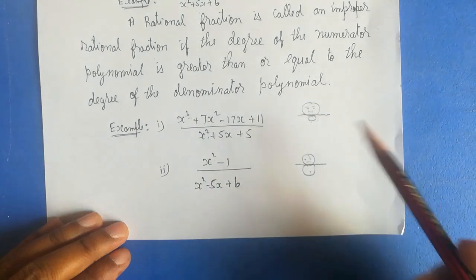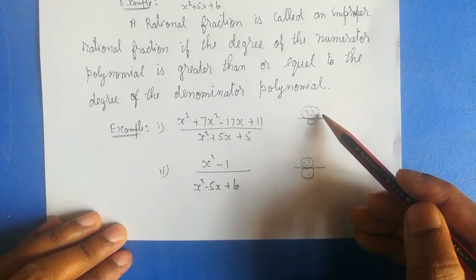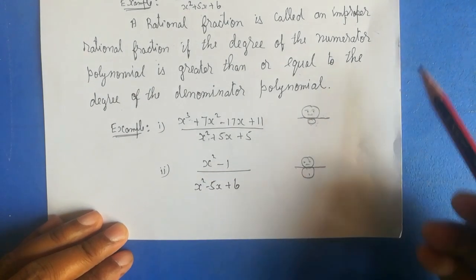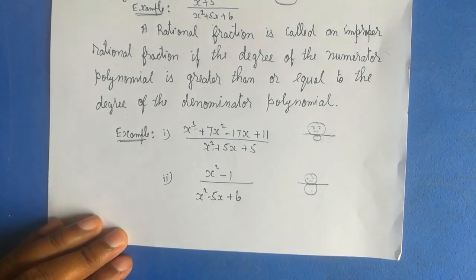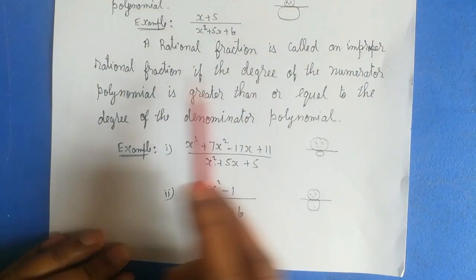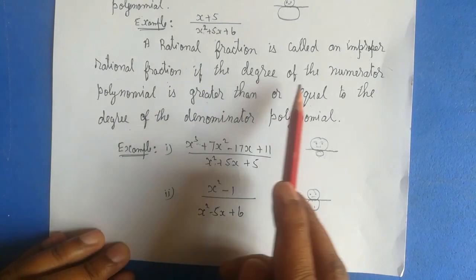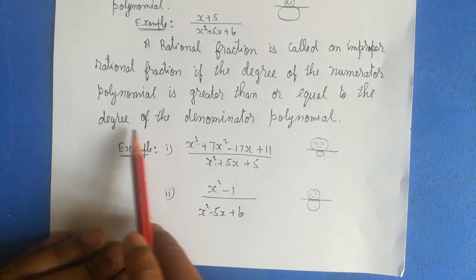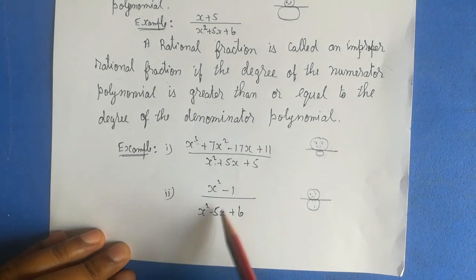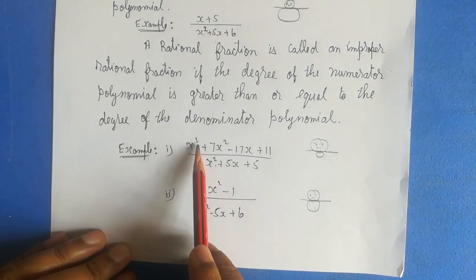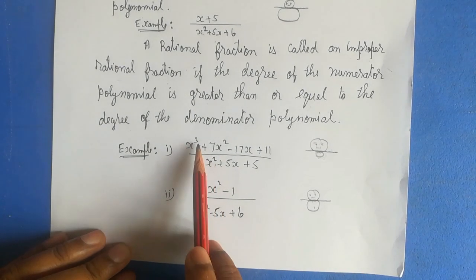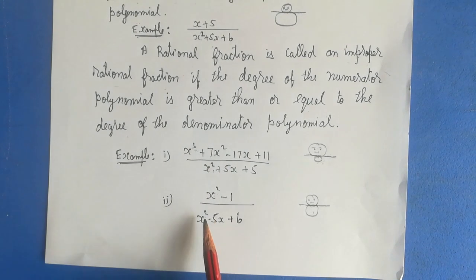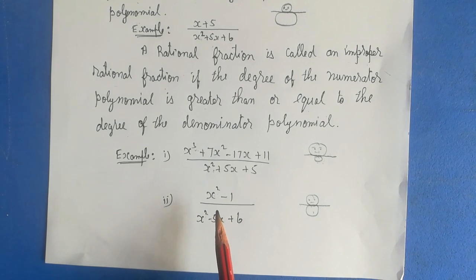Otherwise, if the degree is greater than the denominator or equal to, then this is known as an improper rational fraction. A rational fraction is called an improper rational fraction if the degree of the numerator polynomial is greater than or equal to the degree of the denominator. Example like this. What is the degree for this? 3. What is the degree here? 2. This is greater than this, or maybe equal. Then this is known as an improper rational fraction.